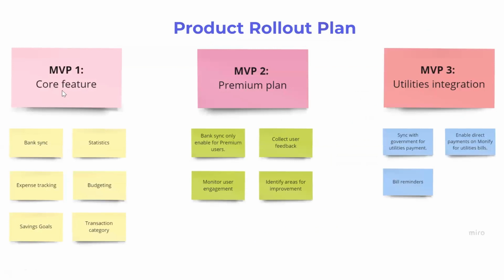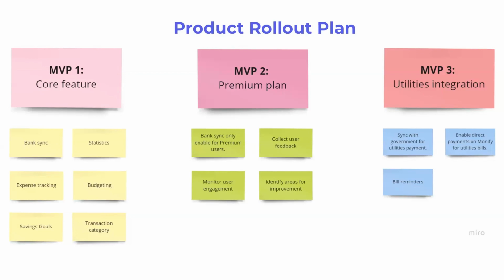First up is the core features, such as bank synchronization, statistics, expense tracking, budgeting, saving goals, and transaction categories, like I just said before. The next up will be the premium plan. In order to make money for Modify, the banking synchronization feature will only be available for premium users after a 3-month trial of Modify. And we will collect user feedback and their engagement in order to identify areas for improvement.